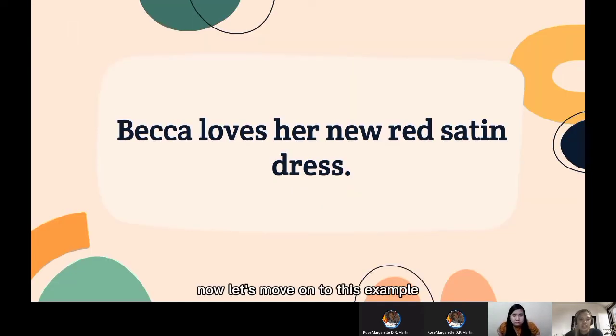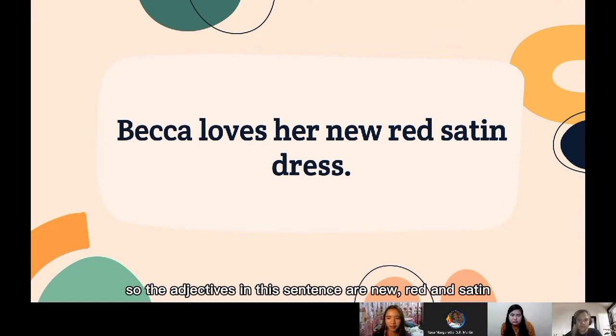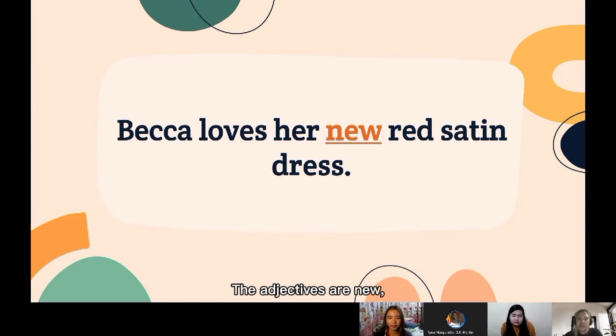Now let's move on to this example. Will you please read, Miss Cheska? Becca loves her new red satin dress. Thank you very much. Now, Miss Rose, will you please help us identify the adjectives in the sentence? The adjectives in this sentence are new, red, and satin.